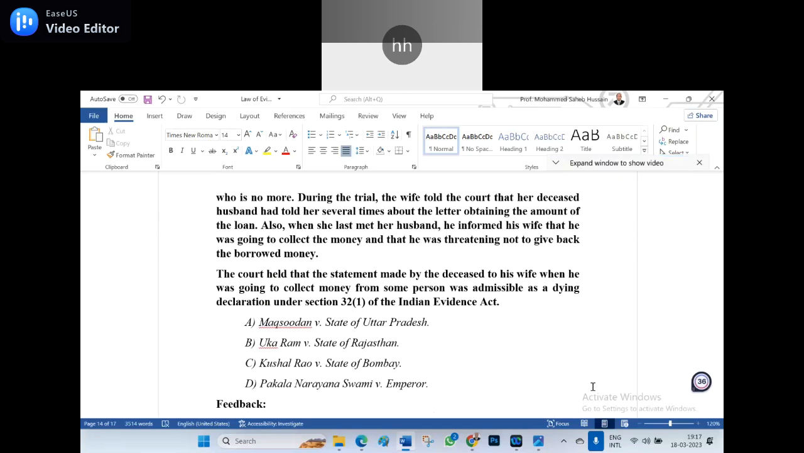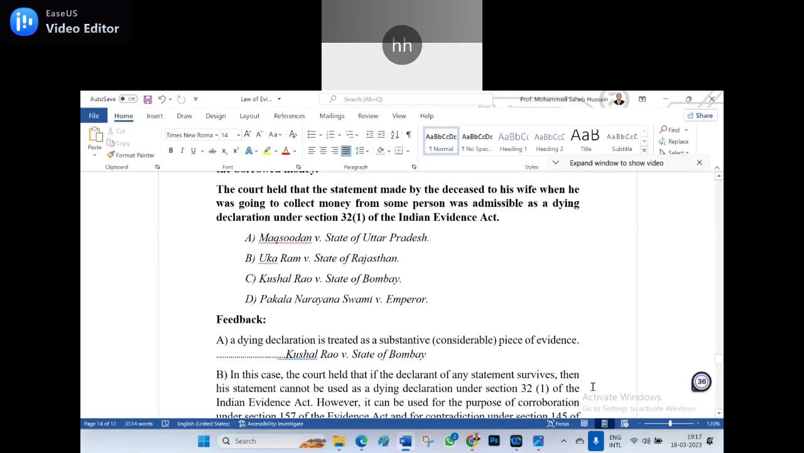Because the husband said that he was going to collect the money which he had lent; he told this several times, and before going also he told the same thing. But after going there, after 2 or 3 days, they found his body in a box in the coach. That is Pakala Narayana Swami.